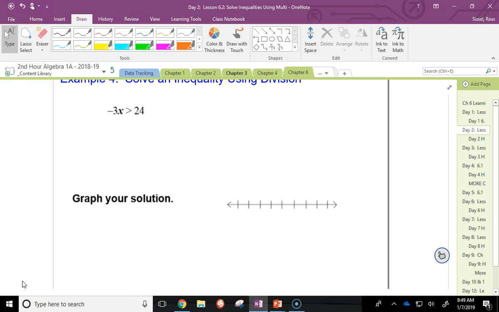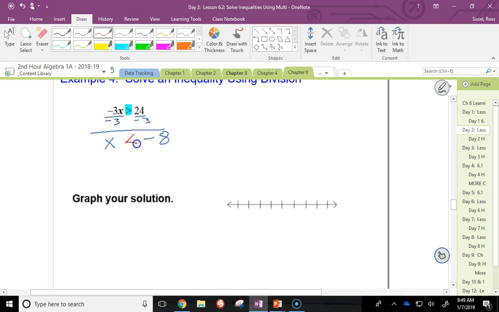Alright, let's come back together. So, you should have divided each side by -3, which means I'd have x, and I'd have -8. Because we're dividing by a negative, our sign does flip from being greater than, it now is less than.